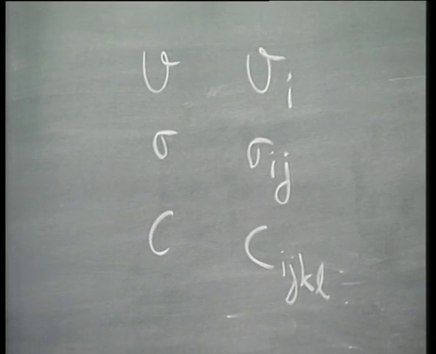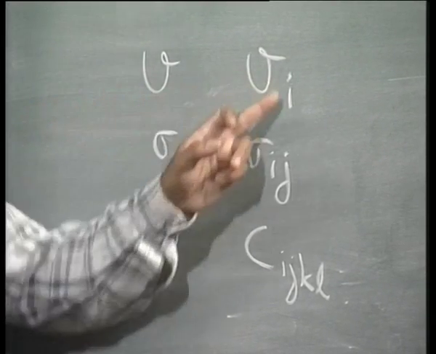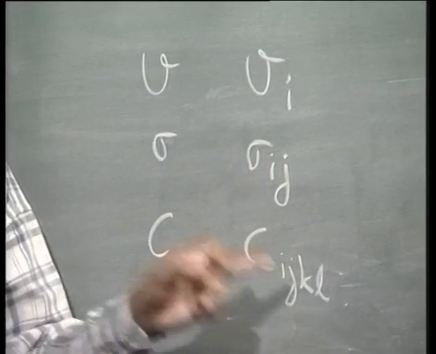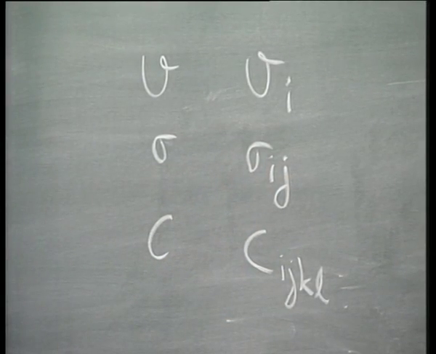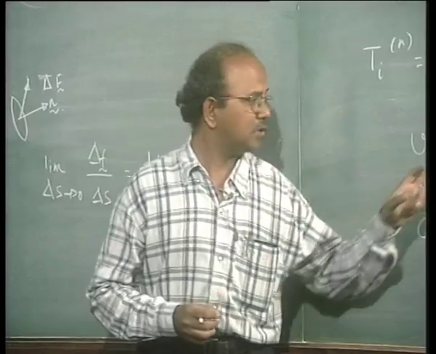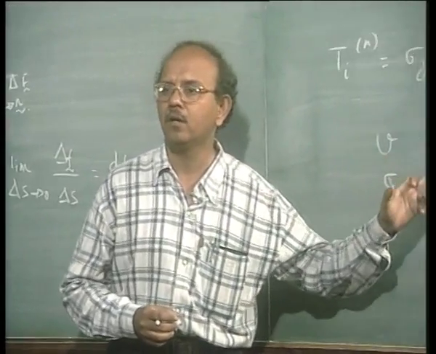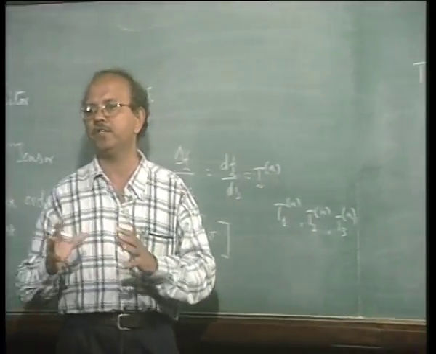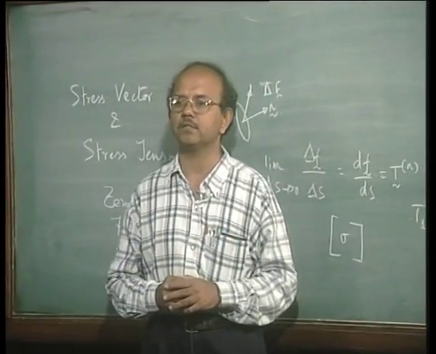Is that clear? So these indices are not repeated, i and j are different and so on. Okay, they are free indices. At a very simple level, this also indicates the order of the tensor. The number of free indices indicates the order of the tensor.